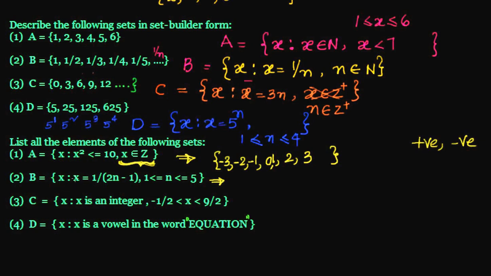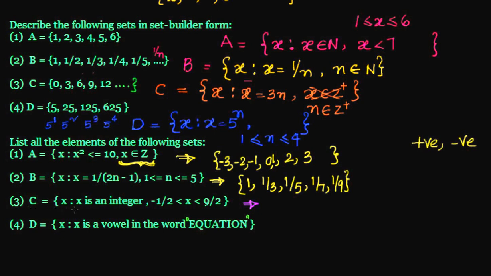All the values of x such that x equals 1 by 2n minus 1 and n is between 1 and 5. Let's substitute n equal to 1: 2 into 1 is 2, 2 minus 1 is 1. If n equals 2, I get 1 by 3. If n equals 3, I get 1 by 5. If n equals 4, I get 1 by 7. If n equals 5, I get 1 by 9. That's what we see. Okay, let us do one more.